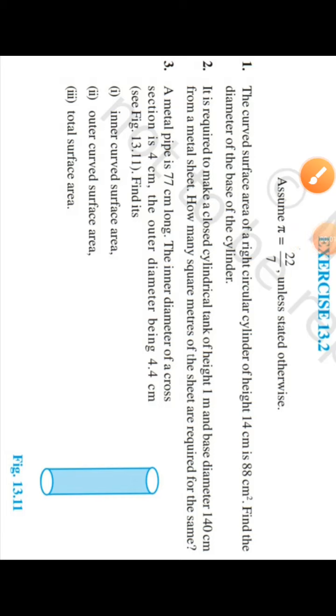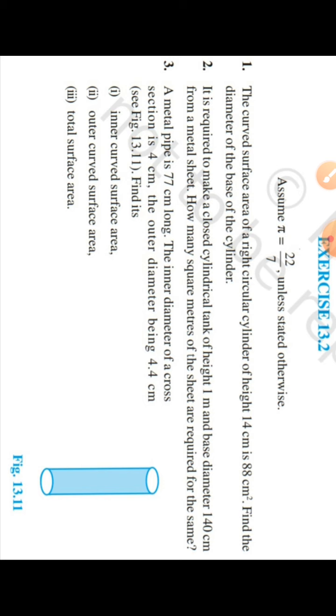Hello, good morning students. As you know, in the last two sessions we studied surface area and volume of cube and cuboid. Today we will study the cylinder. In today's session, we will discuss only the surface area of the cylinder.